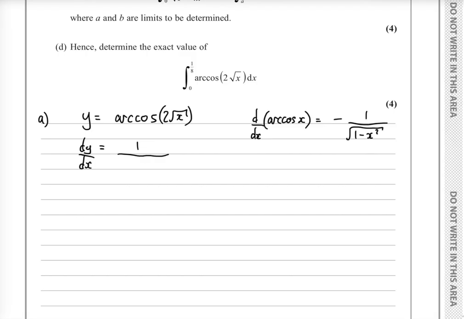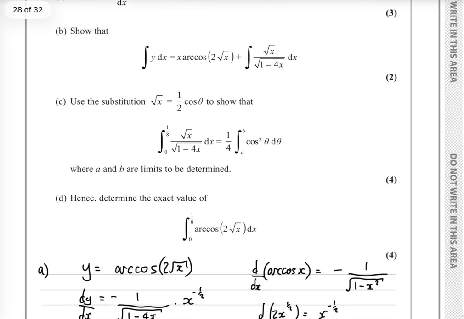We've got minus 1 over root 1 minus x squared, so that's 4x when we square that, times by the derivative of 2x to the half, which is just x to the minus a half. So I would probably write that as minus 1 over root x times by the root of 1 minus 4x. There's our derivative for part A.